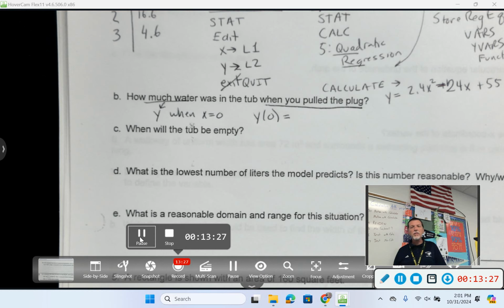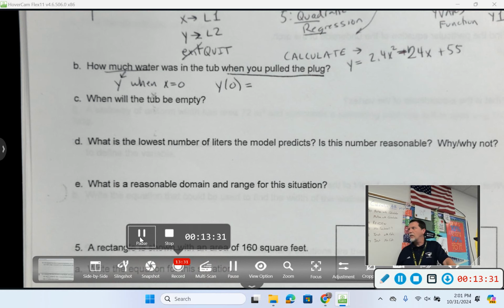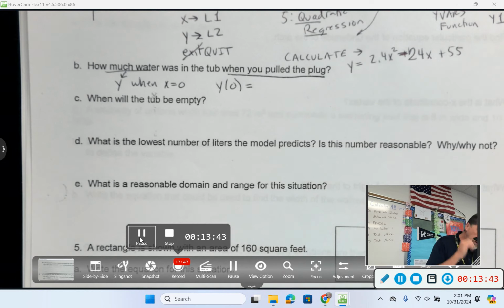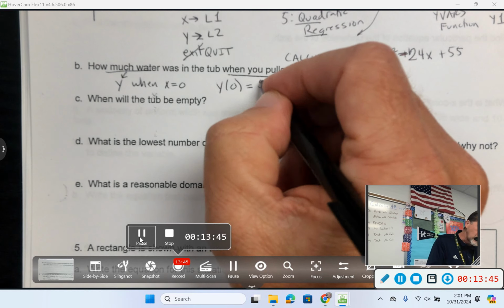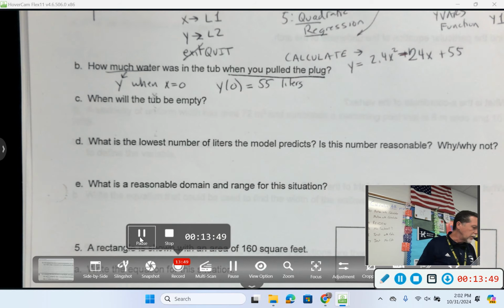So I'm going to plug 0 into my equation, and I'm going to argue I don't need a calculator for this particular problem, because it's 55. Now, if you want to go in and type 2.4 times 0 squared minus 24 times 0 plus 55, that's fine, but we'd really rather you have your math brain engaged so that you can see that this is 55. And we're in liters, so 55 liters. So we started with 55 liters.